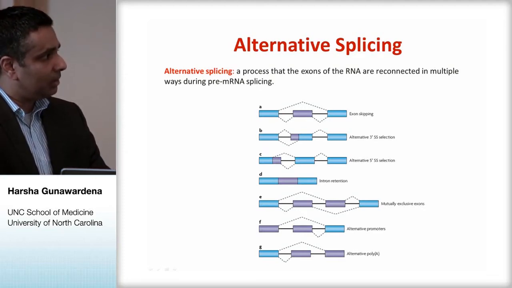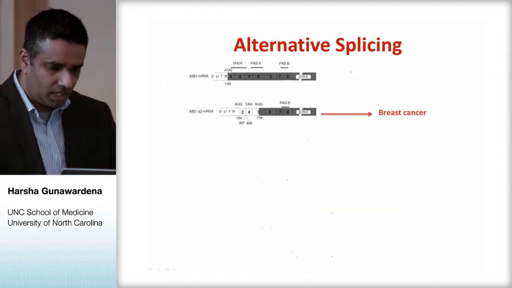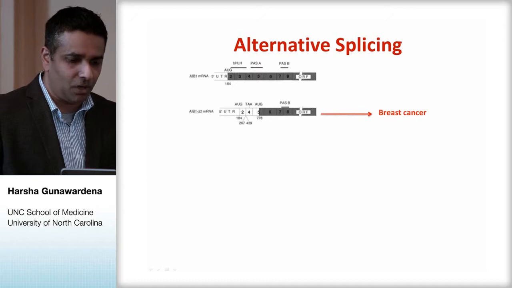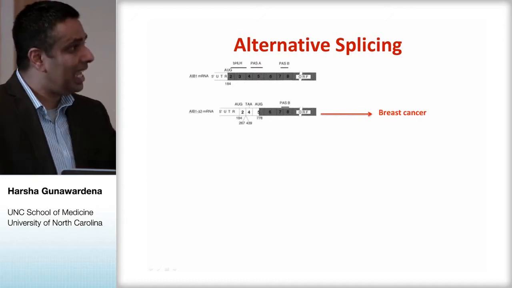There's also the possibility where exons can be mutually exclusive. I've shown this before in the FGFR2 receptor, where mutually exclusive exons are present. There could also be alternative promoters and alternative poly-A tails. So all these different splice isoforms can lead to health and disease.